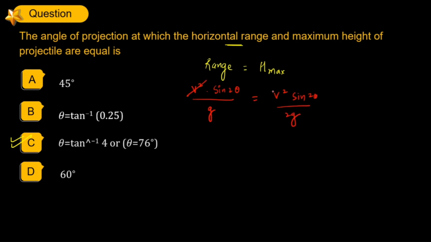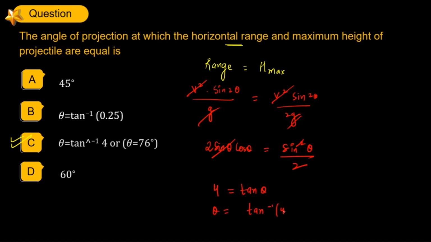Exactly. So this velocity squared will cancel out, G will cancel out. Sine 2 theta can be written as twice of sine theta cos theta, which is equal to sine square theta by 2. So this sine theta and the square will cancel out. So we'll have 4 equals tan theta. So theta is going to be tan inverse 4. Yes. That is how we got this relation, and that was good.